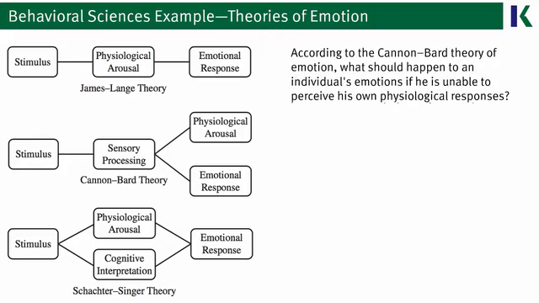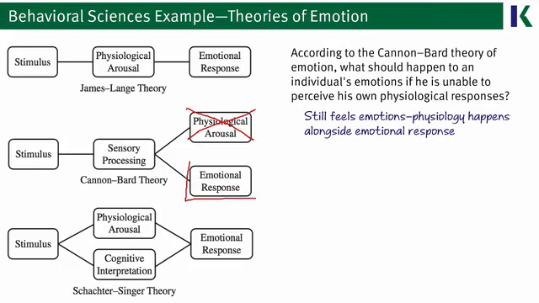One layer deeper. How might the Cannon-Bard theory be influenced by new information? What if someone were unable to perceive her physiological changes? In Cannon-Bard, the physiological and cognitive elements of emotion happen simultaneously. So if a person lost her ability to experience the physiological arousal of an emotion, she should still feel the cognitive element of that emotion.